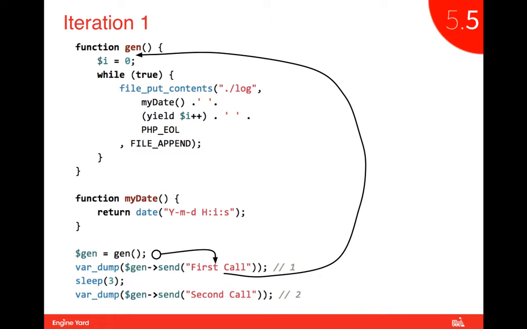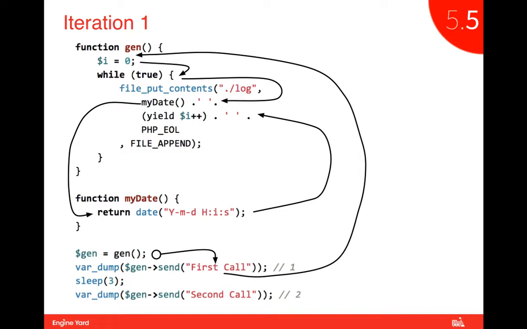What's happening under the hood, you need to wait for that thing. What happens under the hood is our line is called implicitly. So we run some of the stuff in here until we get to the yield. We'll carry on. So $i equals 0 happens. We jump into the while loop. We start our file_put_contents expression. So we call my date, which goes down here.